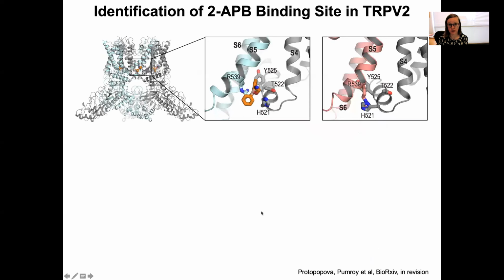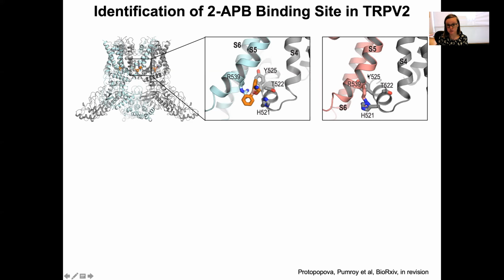We also were able to identify where 2-APB binds, and we found that 2-APB binds in a pocket closer to the intracellular membrane part of the channel, between 2 monomers of the tetramer. It basically interacts with arginine, tyrosine, threonine, and histidine in a pocket that is located between S6 and S5 of one subunit, as I mentioned, and S4 and S5 of another. And you can see here, this is the apo structure.